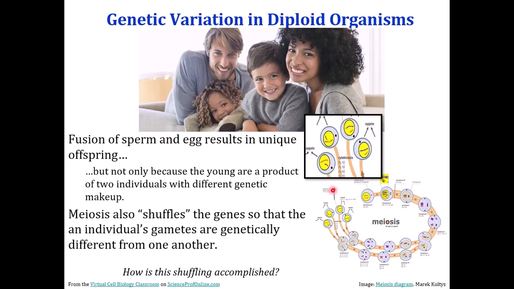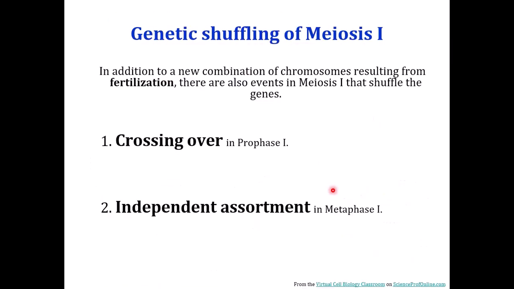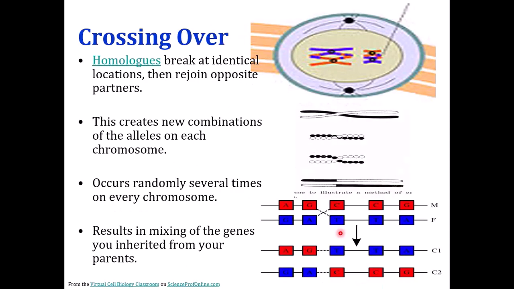Okay, genetic variation. We said the daughter cells in meiosis are not identical to the parent cells, contrary to mitosis. Now we're going to see why. The first thing is crossing over, which happens in prophase 1, and independent assortment in metaphase 1. We'll explain all these terms.